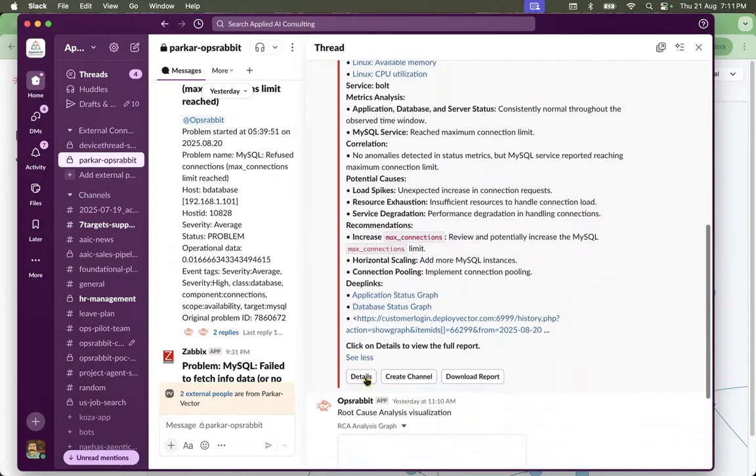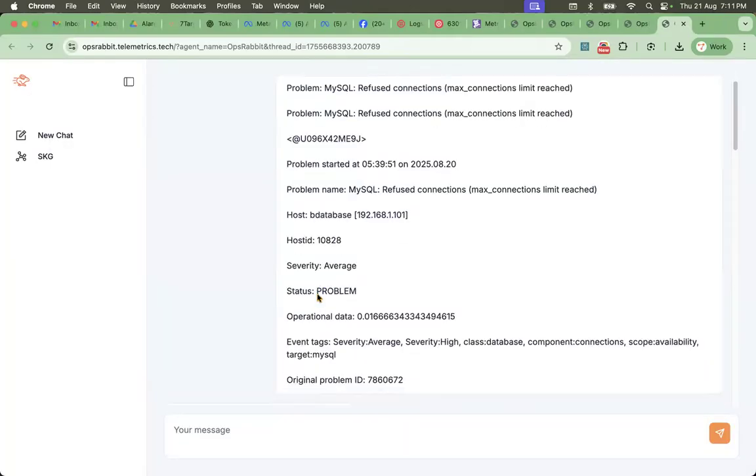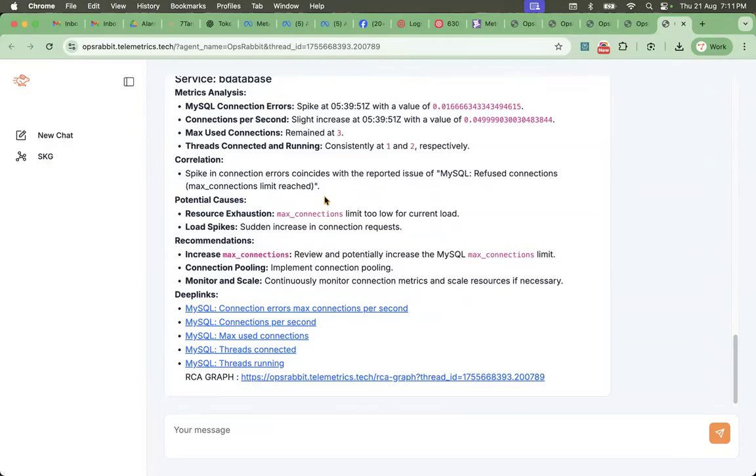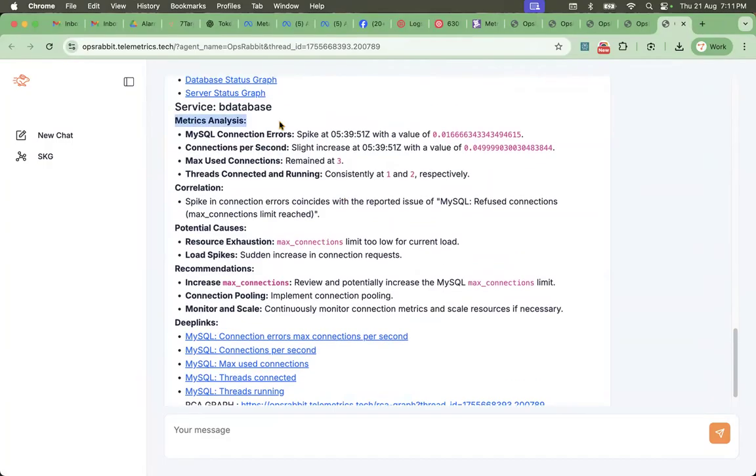And if you go to the full details, okay, so here if you see the max connections when this issue happened, this is the metrics. The max connection used are just set at 3. 3 is a small number. So the number of threads connected, they're consistently at 1 or 2. So given the load, this number should be improved, is what it's saying. The potential cause is this limit is too low for the current load.